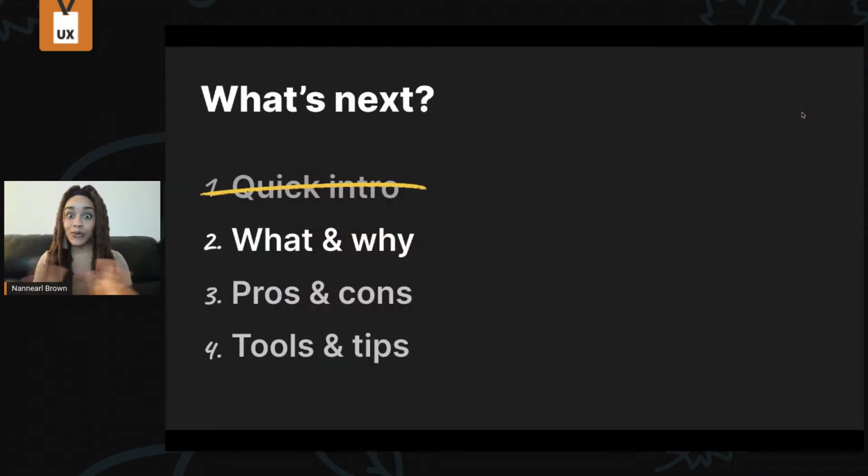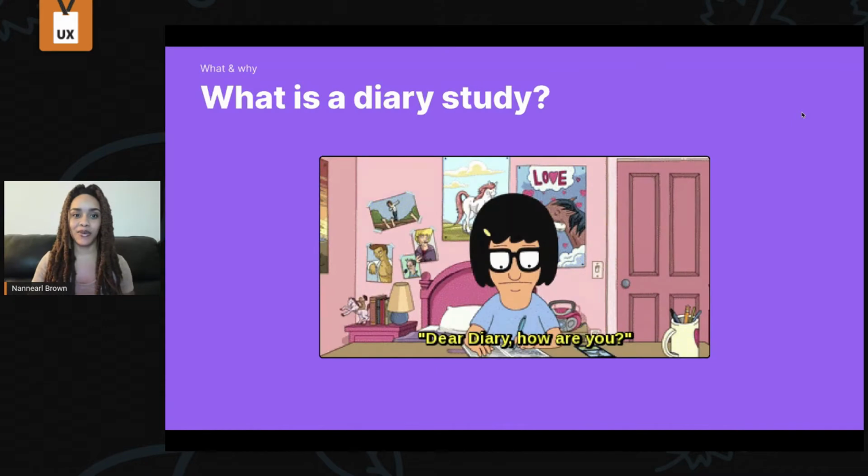We're going to get into what diary studies actually are and why they're important. So, what is a diary study? Basically, a diary study is a type of research study that lasts over a span of time. So, either a few days, maybe a few weeks, sometimes a few months. And that is also called a longitudinal study, where we're trying to elicit specific information. And so, just really trying to understand something, depending on our goals, from our participants over a period of time.